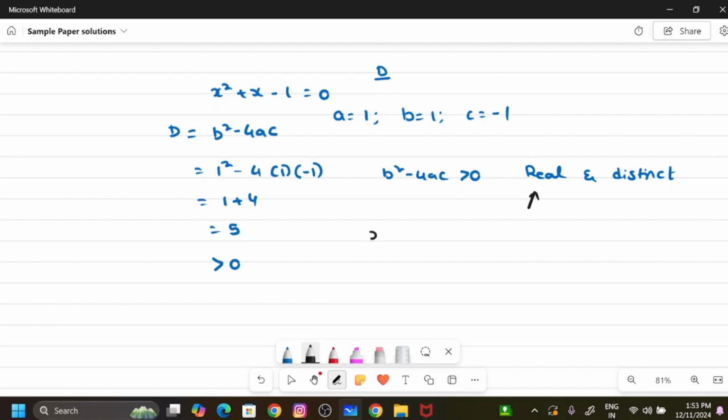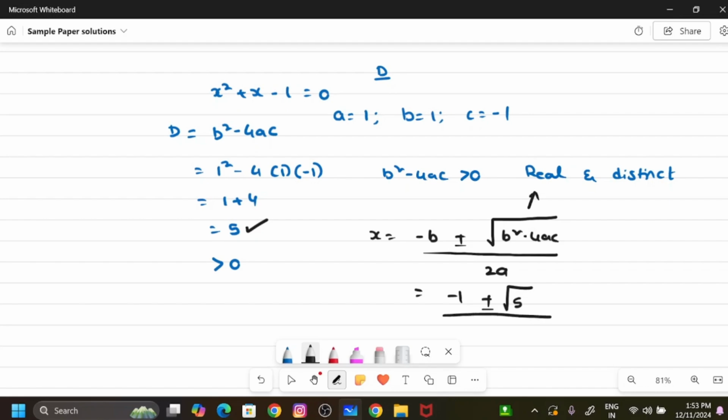Use the quadratic formula x is equal to minus b plus or minus square root of b square minus 4ac by 2a. We substitute minus b, minus 1 plus or minus square root of b square minus 4ac, already we found, which is 5, by 2a, 2 times 1, 2. So one root will be minus 1 plus root 5 by 2 and another root will be minus 1 minus root 5 by 2.